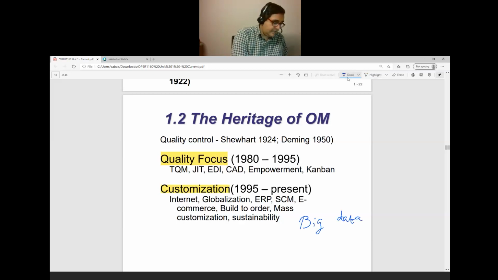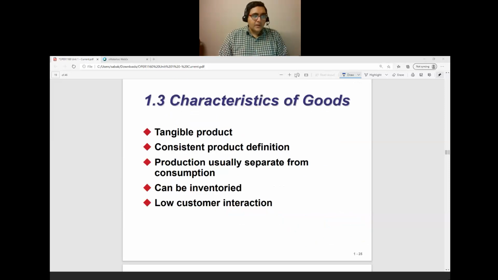One of the things which is not mentioned here, you might be hearing a lot about is big data and data analytics. These are the terms which are really happening these days. There's lots of things being done from an operations perspective these days. So the focus is on customization. Remember, initially the focus was on cost. It has moved from cost to quality, and now the focus is on customization.